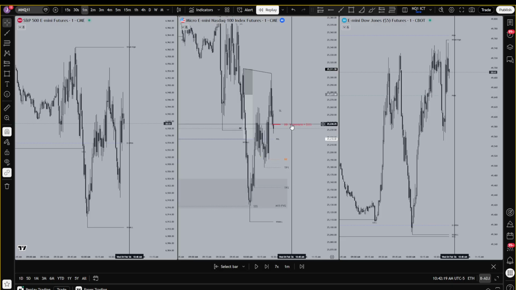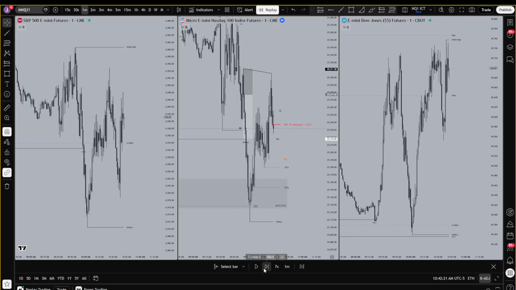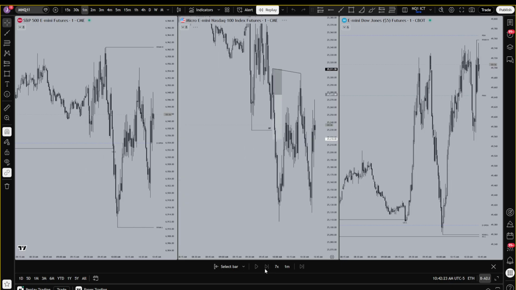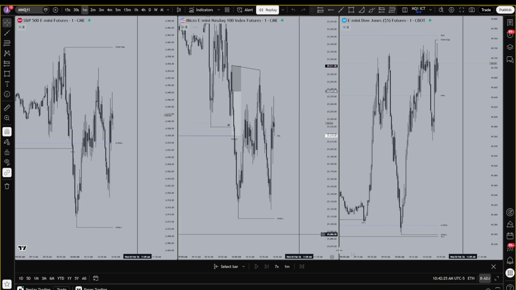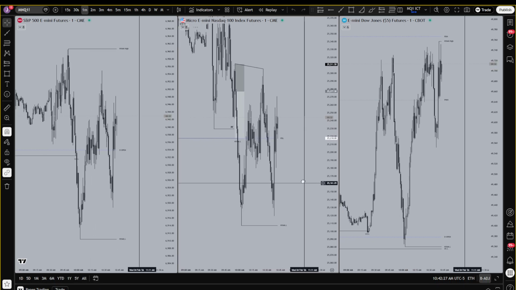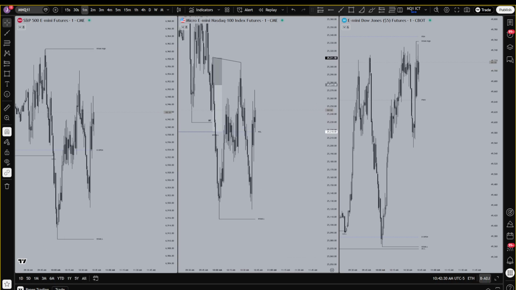And then yeah, so this was the second trade idea. Break even at that internal low, and then this one would have edged that low, but it was a good trade.